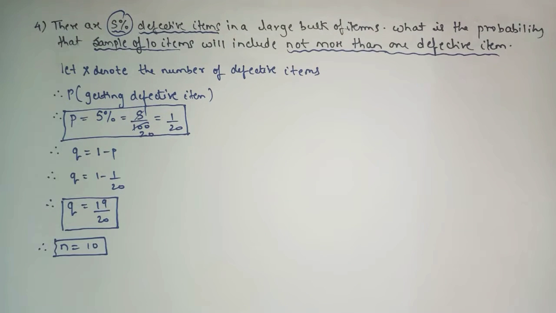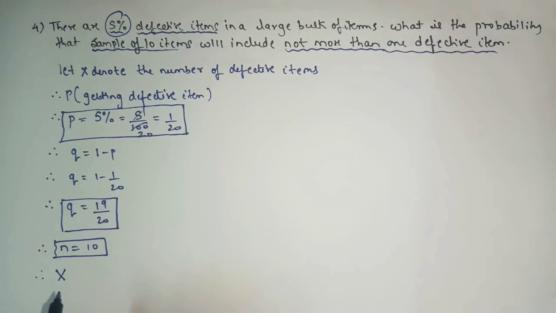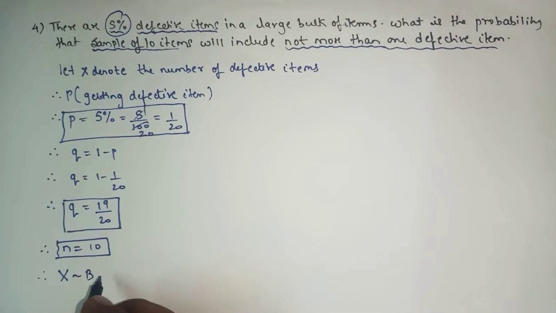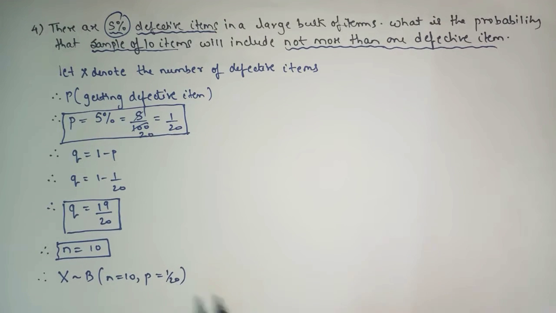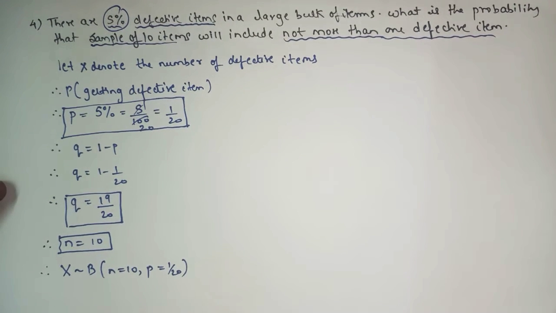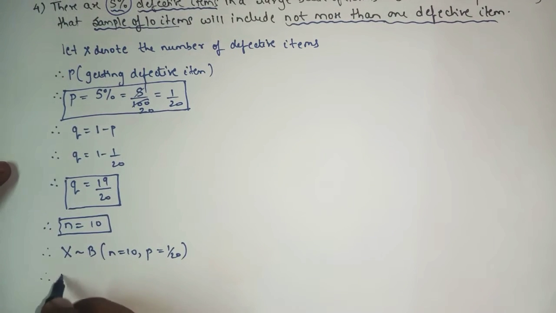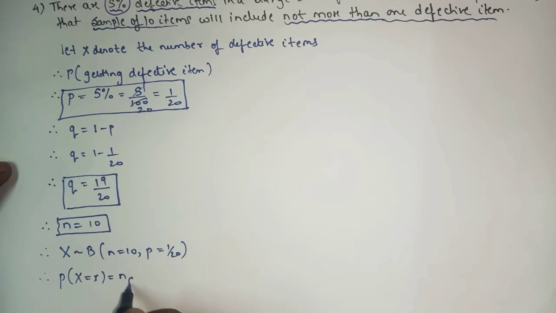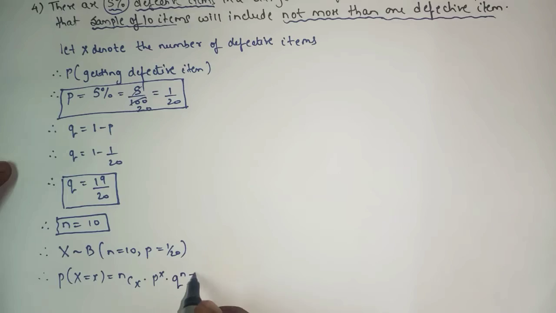Now after that, as I told in the last lecture also, in each and every sum you will write this step: x follows b, with the value of n and the value of p. And then after that you will write the formula: P(X equals x) equals nCx into p raised to x into q raised to n minus x.